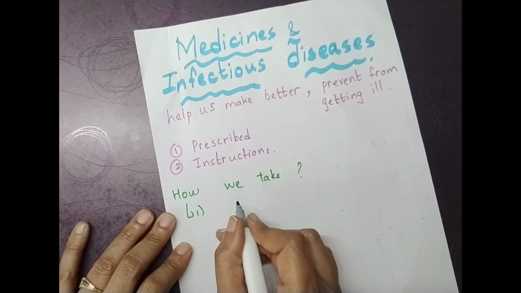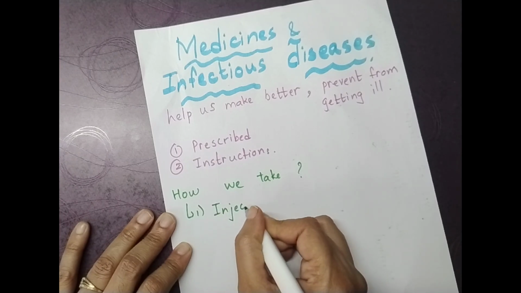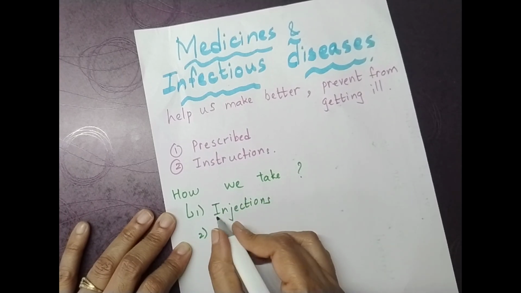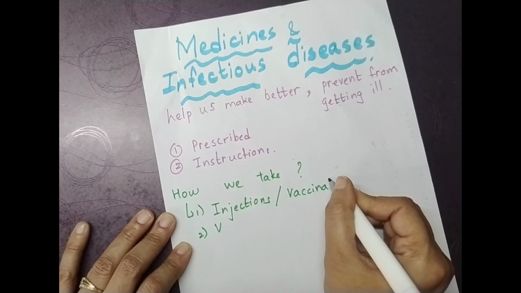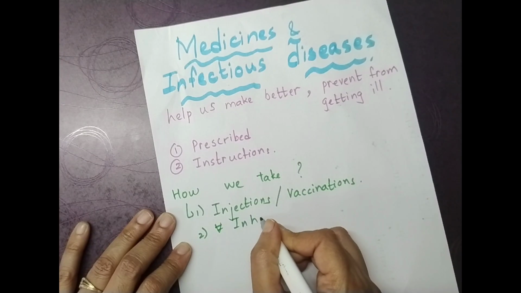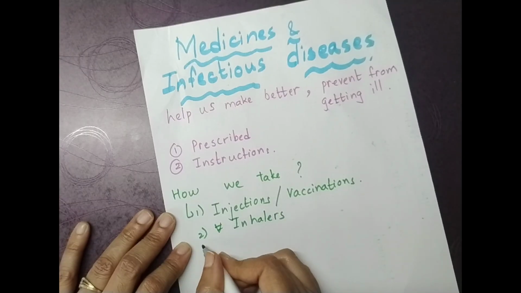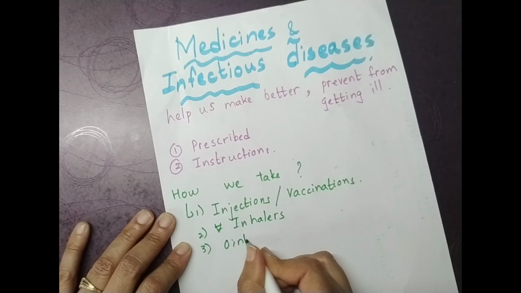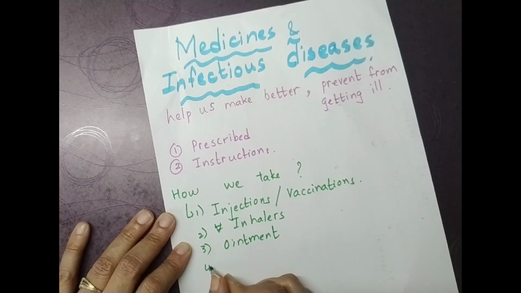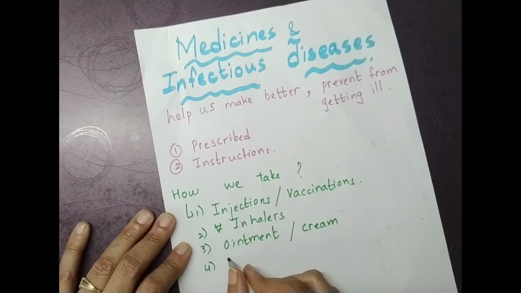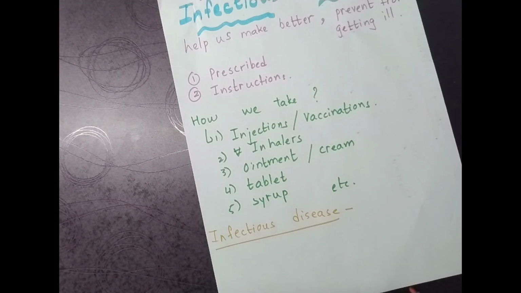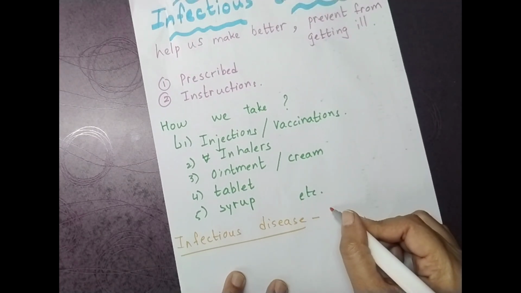So, we take medicine in the form of injections. Second is vaccinations, or injections or vaccination, sorry. Inhalers. We use ointments or cream also. Tablet, syrup. Infectious diseases are diseases caused by very tiny little things, that is germs.